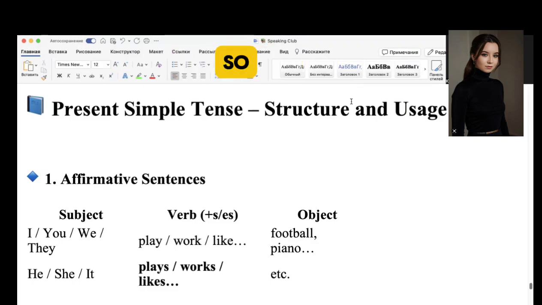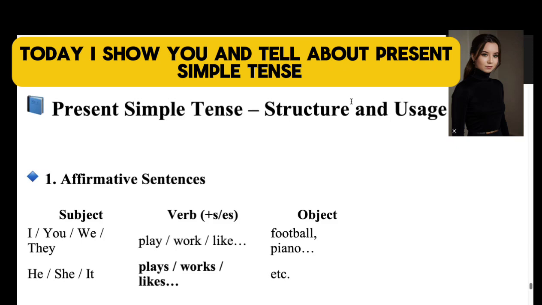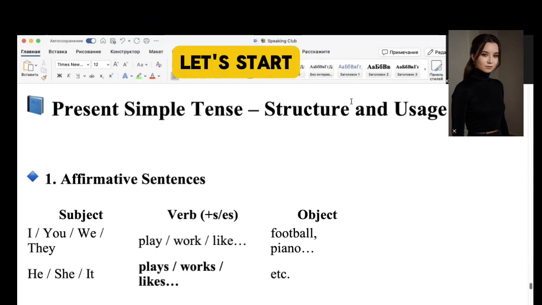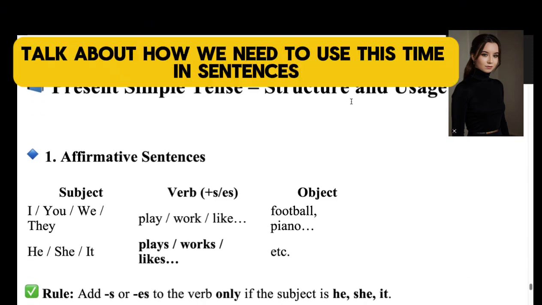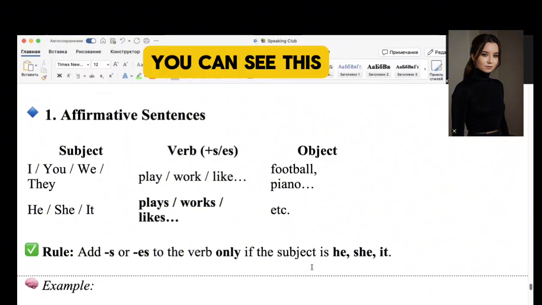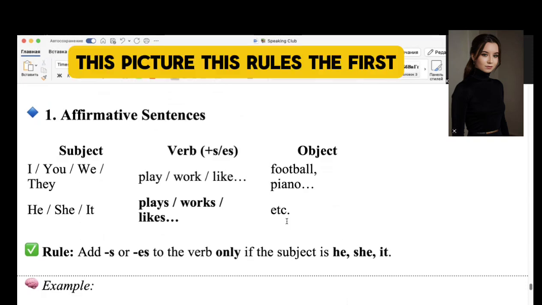Hello, guys. So today I will show you and tell you about the present simple tense, its structure and usage. So let's start. We start by talking about how we need to use this tense in sentences, and first, affirmative sentences. You can see this picture, these rules.